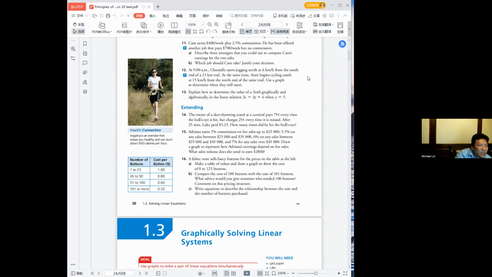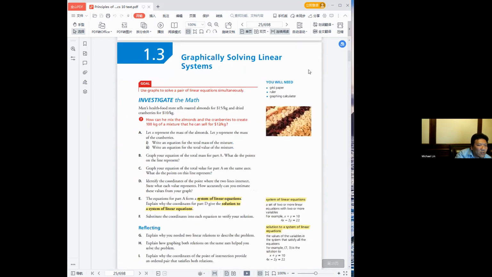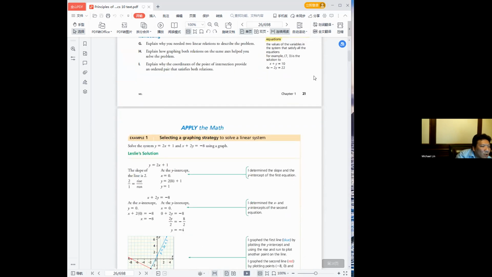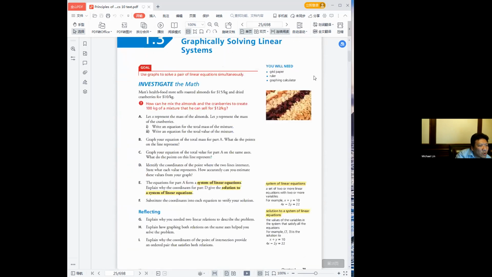But it's just a lot easier for us to focus on the algebraic solution for linear systems, because that's the one that everyone uses, right? It's a lot faster, it's cleaner. You don't have to make your lines picture perfect.